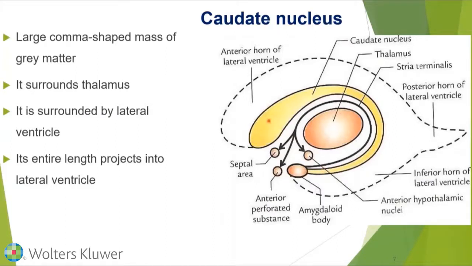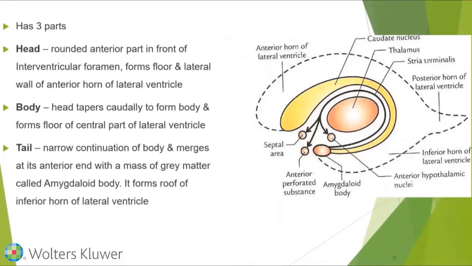It surrounds the thalamus. The thalamus is here. It itself is surrounded by the lateral ventricle. The caudate nucleus surrounds the thalamus and itself is surrounded by the cavity of lateral ventricle. Its entire length projects into lateral ventricle. The caudate nucleus consists of three parts: the head, the body, and the tail.